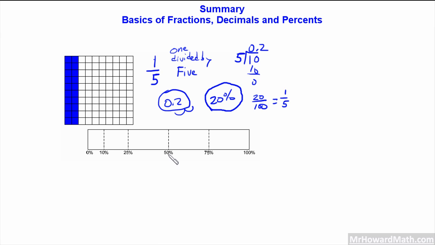So where would this lie? Well, here's 50%. Is it greater than or less than 50%? Well, 20 is less than, right? So we go to the left. Alright, 25% is another mark, which is halfway between 0 and 50, right? So 25% is 20% less than that or greater than that? It's less than that, right? So it's a little bit to the left of 25%.